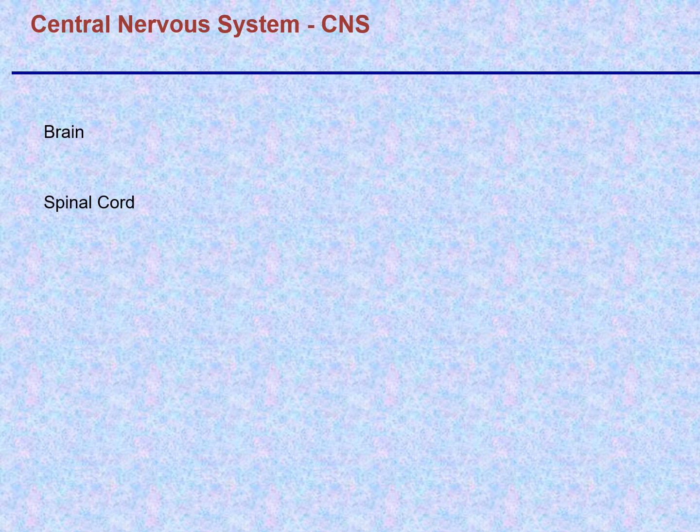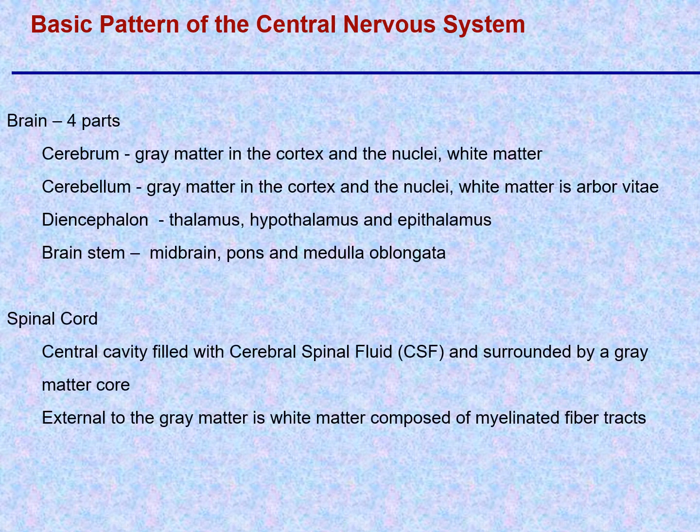So the brain itself is made up of four major parts. I think I'll change color. Four major parts to the brain, and the spinal cord, those two together make up the central nervous system. The major parts of the brain are the cerebrum, the cerebellum, the diencephalon, and the brain stem.